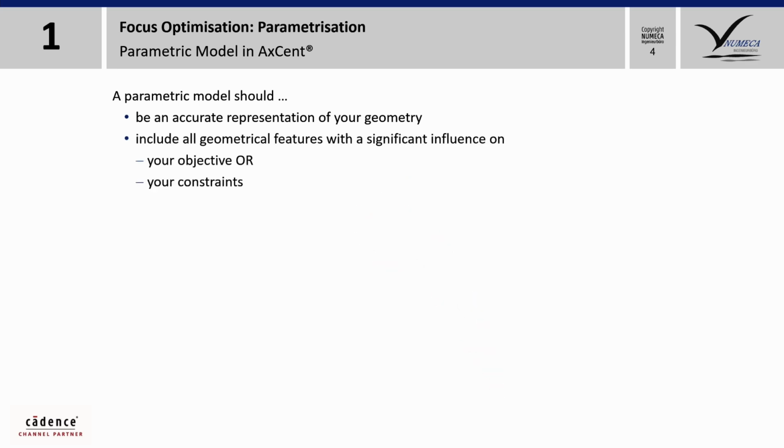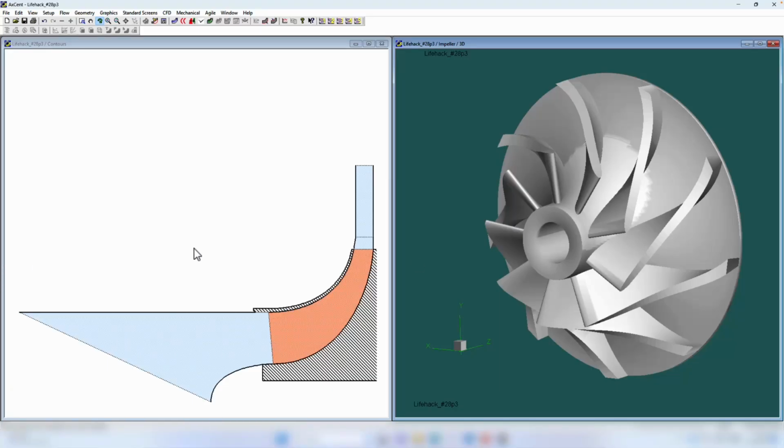Next, your model should include all geometrical features that have a significant influence on your objective or your constraints. And I will give you an example by jumping into Accent. What you see here is the baseline model that we used for our optimization that we showed in our webinar. And you might remember that our objective was to maximize efficiency while also improving structural integrity.